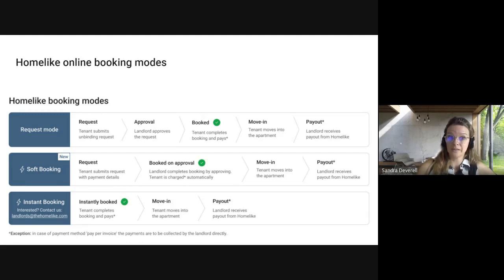So you still receive a request. You look at the tenant, at the dates, you confirm, but by confirming, the booking already proceeds to payment without the tenant having to enter his credit card details, because he has done that when he made the request. So it is much more straightforward.